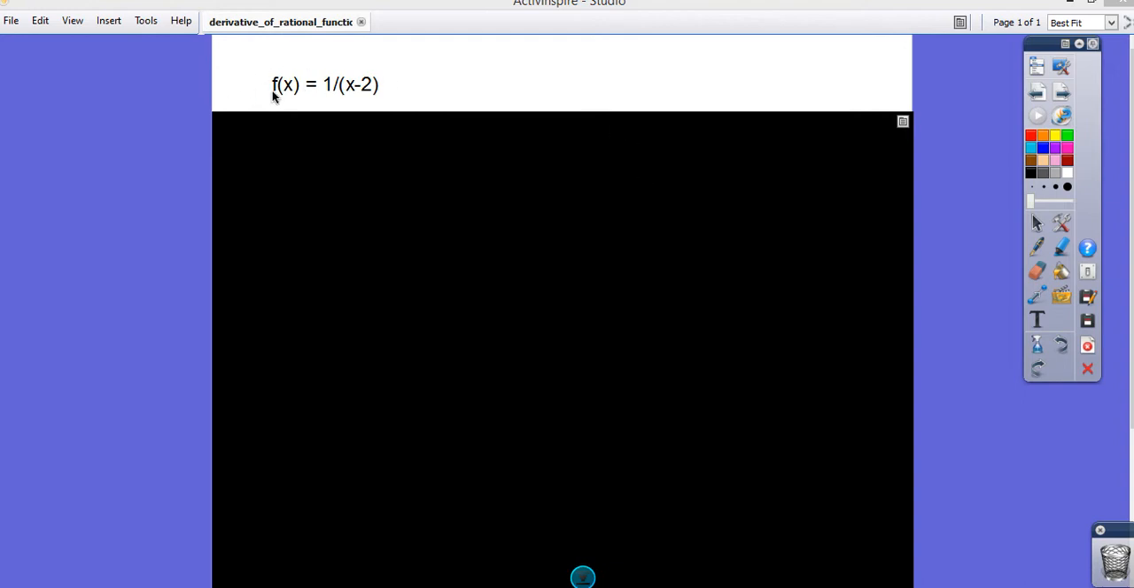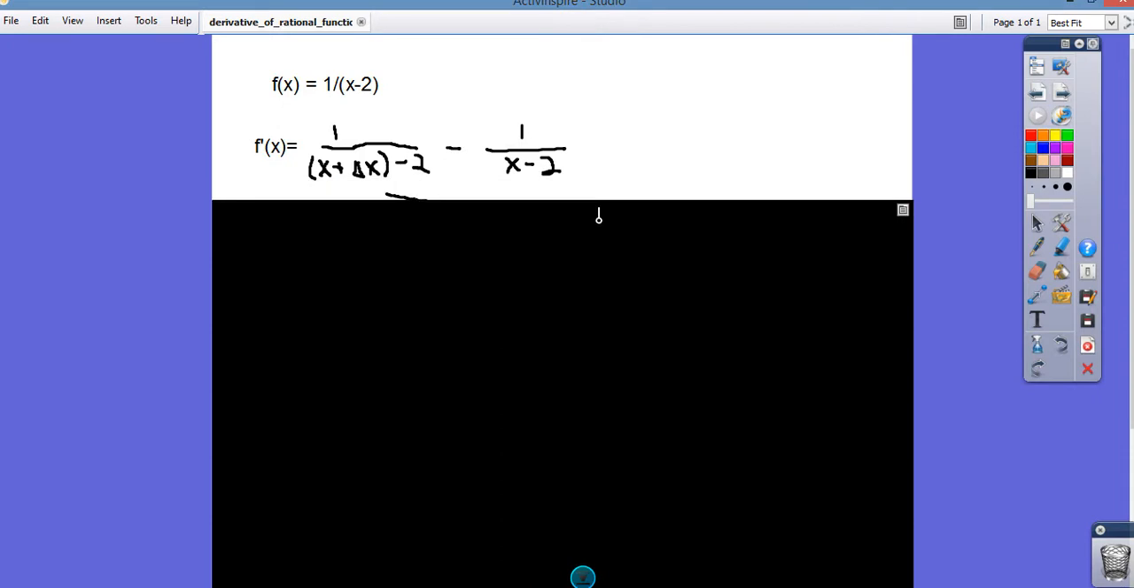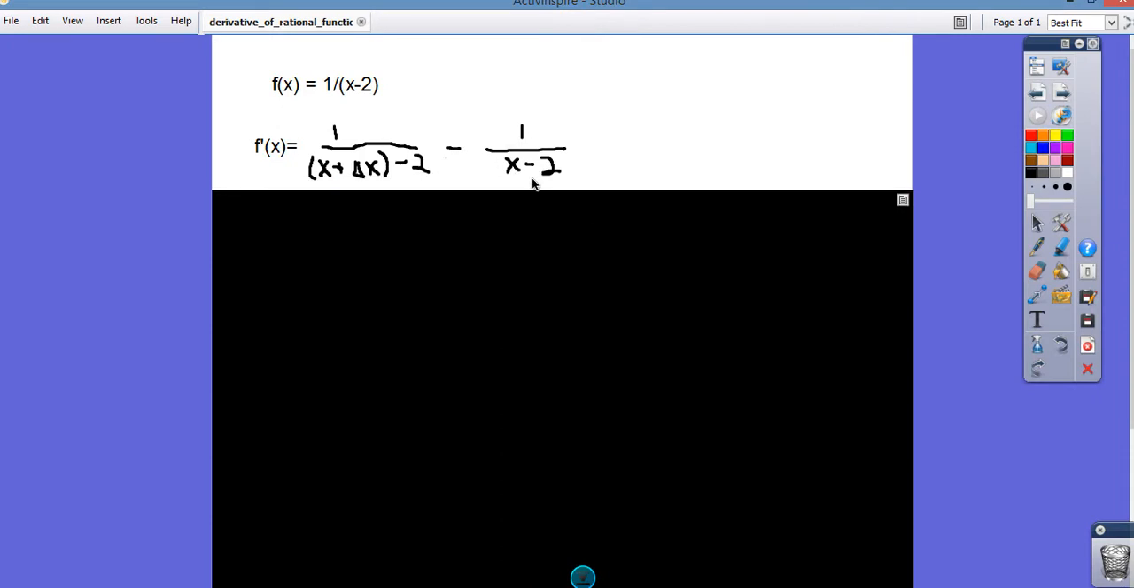So we're looking for the derivative of 1 over x minus 2. So we're doing the derivative of a rational function. All right, now we're doing the derivative the long way. Remember, whenever you have an x, we're inserting x plus delta x. So basically the change in x into the function, and we're subtracting the original function, the original f of x.